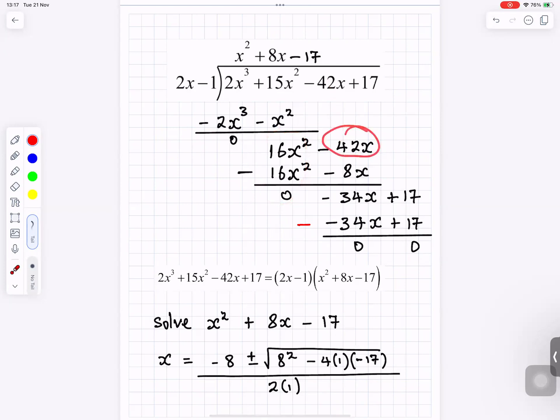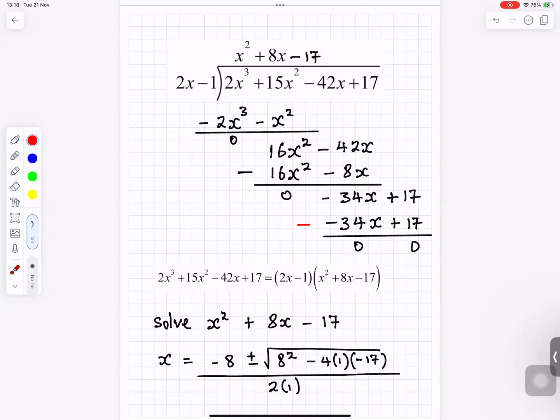And 42x minus minus 8x, the minus and minus becomes a plus. So minus 42 plus 8 is minus 34x. Bring down the 17. 34 divided by 2 is 17. 17 times 2x is 34x. Minus 17 times 1 is minus 17. You subtract: minus 34x minus minus 34x is 0, and 17 minus 17 is 0. So your answer is x squared plus 8x minus 17.